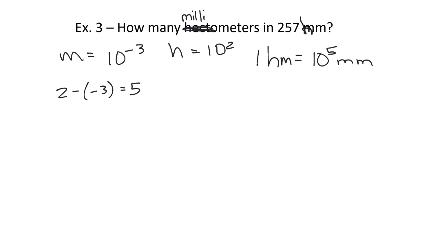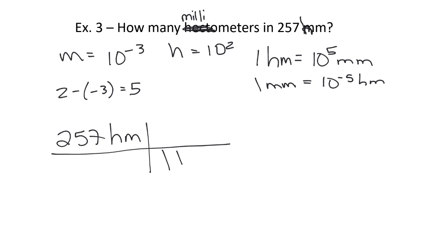So if you really wanted to do minus 3 minus 2, you're going to get a negative 5, which means 1 millimeter equals 10 to the minus 5 hectometers. You can use both of them. It doesn't matter which one you use. They're both exactly the same. There's a difference of 100,000 between the two. Okay, so 257 hectometers.